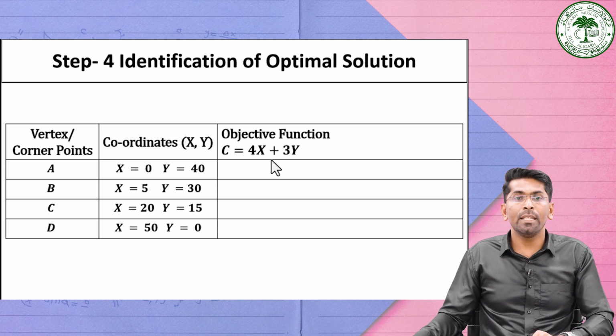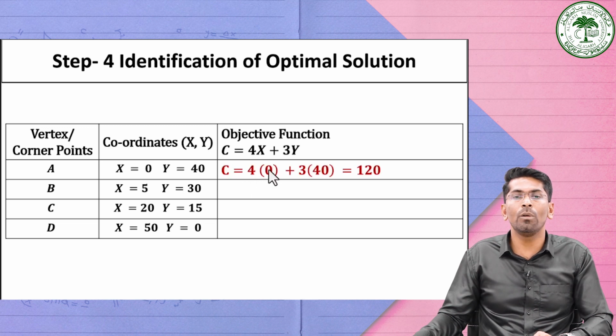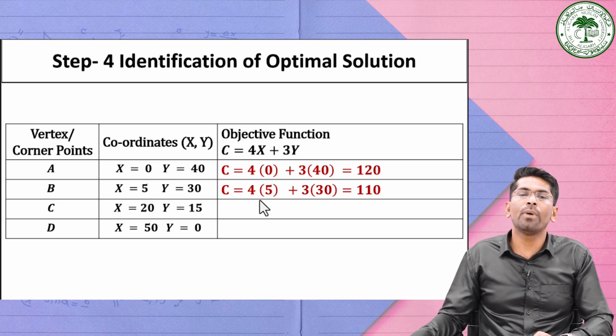So here, see, at the point A, x is equal to 0, y is equal to 40. So I am substituting here: C is equal to 4 into 0 plus 3 into 40. If you solve it, it is equal to 120. Similarly, at the point B, x is equal to 5 and y is equal to 30. Substituting here, it becomes 4 into 5 plus 3 into 30, which is equal to 110. Similarly, at the point C, x is equal to 20, y is equal to 15. Substituting these two values in the objective function, 4 into 20 plus 3 into 15, which is 125.